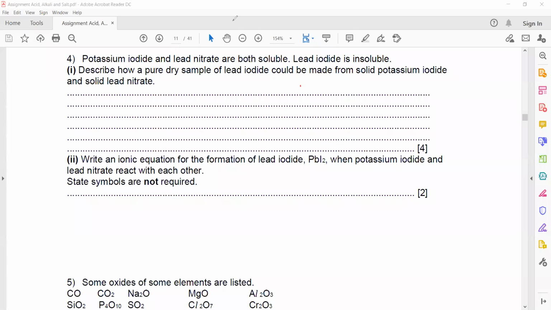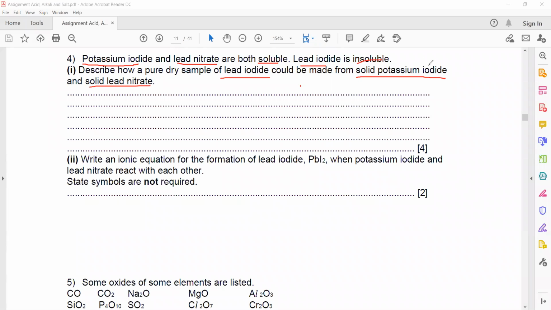In this question, you can see potassium iodide and lead nitrate are both soluble. So they give you the hint here that these two are the soluble salts, and lead iodide is insoluble. Describe how a pure dry sample of lead iodide can be made from solid potassium iodide and solid lead nitrate.